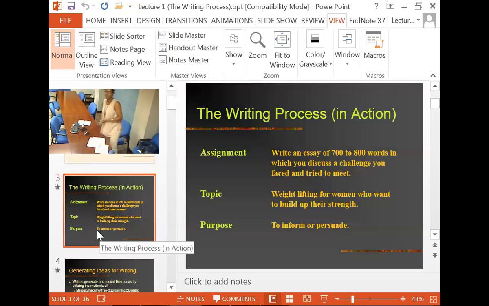All right, so the writing process in action. This is what we're going to be pretending to do now. So the assignment is for us to write an essay of 700 to 800 words in which you discuss a challenge you face and try to meet.